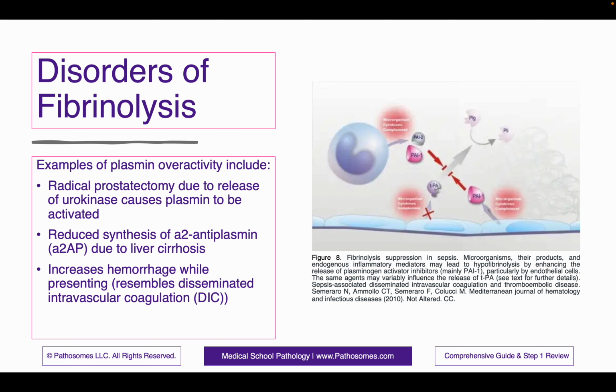So let's talk more about disorders of fibrinolysis. Examples of plasmin overactivity include radical prostatectomy, due to release of urokinase, which causes plasmin to be activated, or reduced synthesis of alpha-2 antiplasmin due to liver cirrhosis. It increases hemorrhage while presenting such that it resembles disseminated intravascular coagulation.